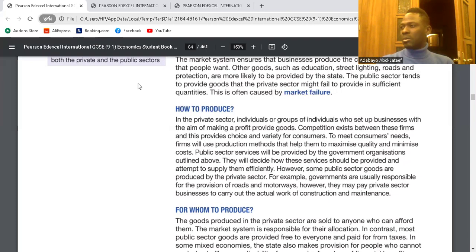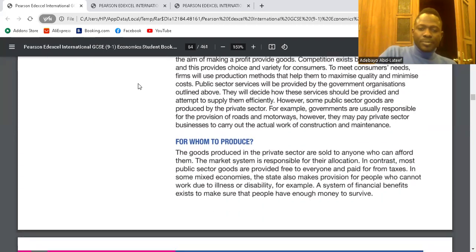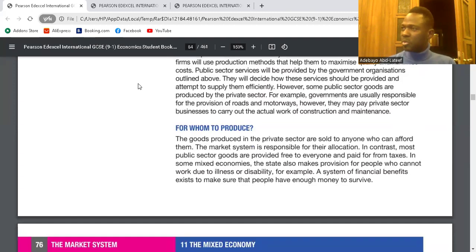Okay. Now that we have decided to produce this, how do we want to produce it? The process. Are we going to order from China? Are we going to order from Brazil? Are we going to order from somewhere? Or we're going to produce it locally? That is how to produce. Is it clear? Yes. For whom to produce? So, who are going to be the beneficiary of this product? The group of people who are most to benefit from it. Is it clear? Yes. Any question about that? No.